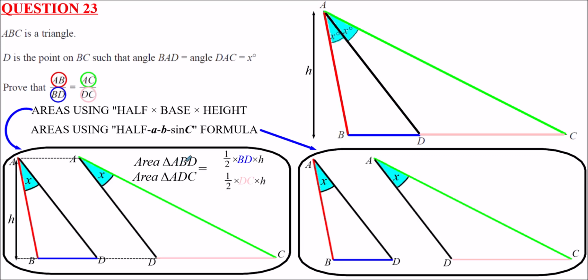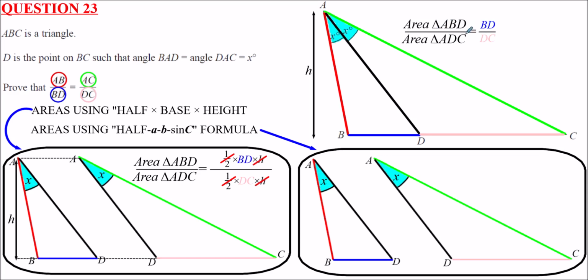Now if we put ABD as a fraction of the area of ADC, then we can write this and simplify much easier. So both fractions have a half on the numerator and denominator, so we can cancel the halves. Both fractions have an H on the numerator and denominator, so actually area ABD as a fraction of area ADC is BD over DC. That's one triangle's area as a fraction of the other. We've proven it's BD over DC.